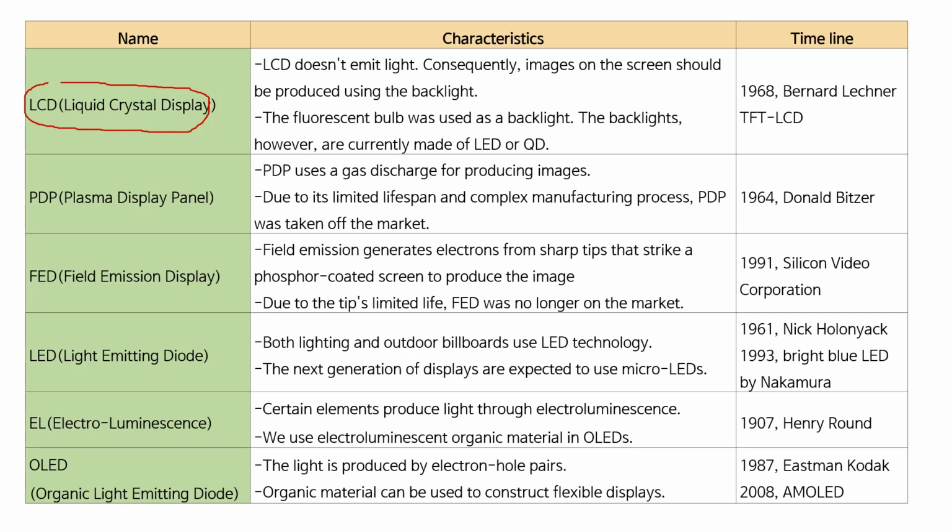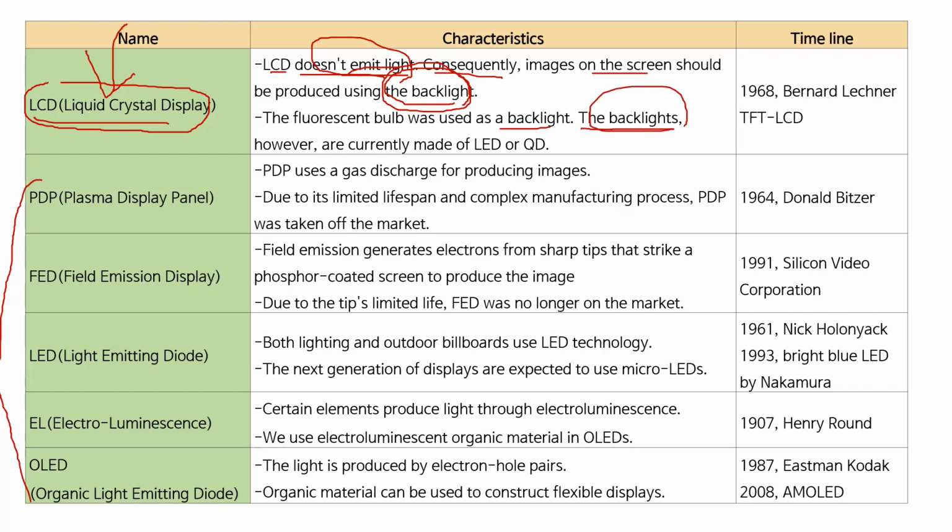LCD is liquid crystal display, and LCD doesn't emit light. In the other displays, there is some process to make light, but in LCD there is no process to make light. So LCD doesn't emit light. Consequently, images on the screen should be produced using the backlight. So backlight is used. The fluorescent bulb was used as a backlight. The backlights, however, are currently made of LED or quantum dot.